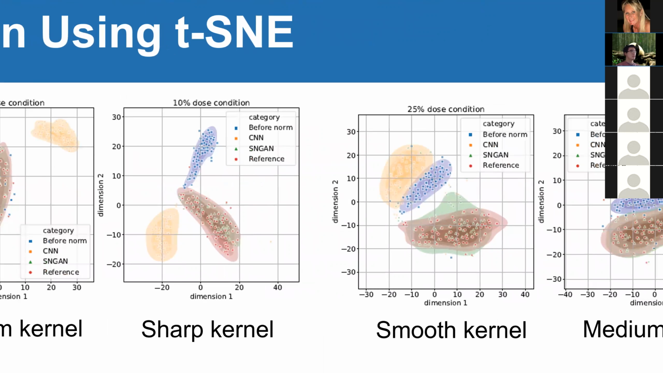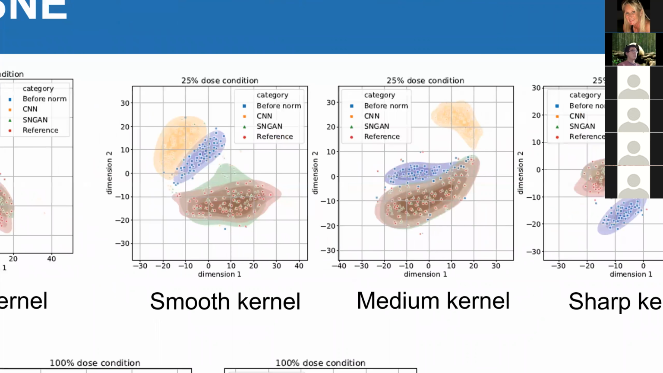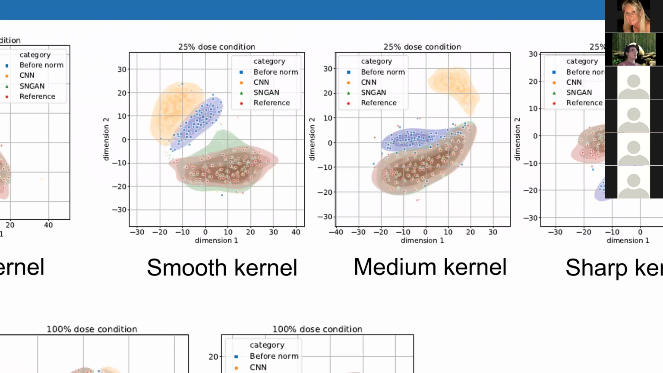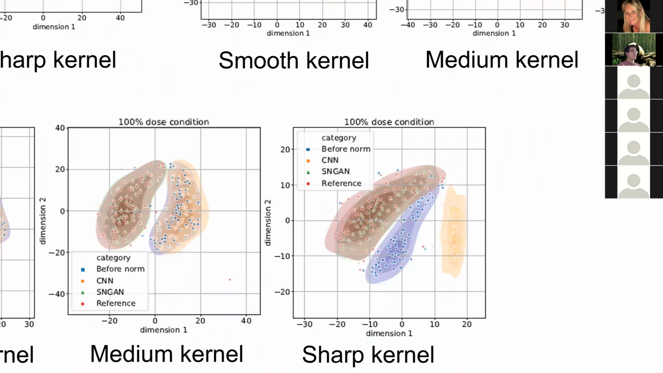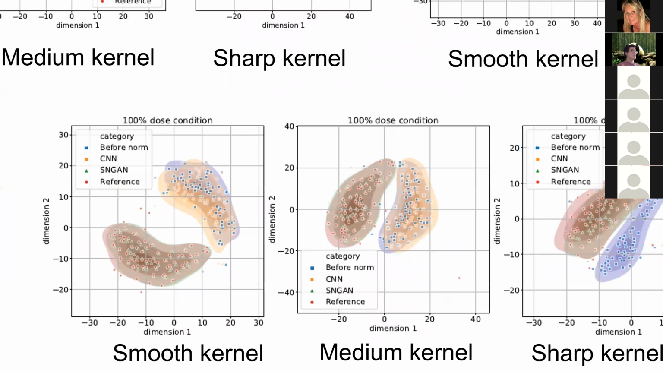As you can see, the reference condition distribution is in red, and the GAN is in green. And the CNN is in orange, but for most of these scenarios here, CNN even moves the distribution further away from the reference. However, GAN can always align pretty well to the original distribution here, the green and the blue one.